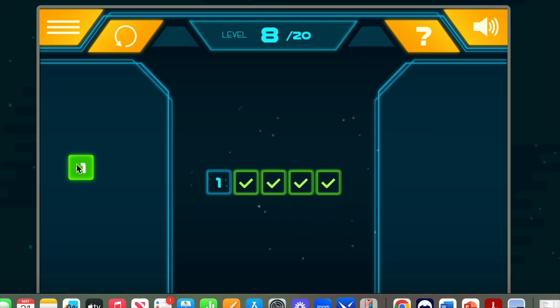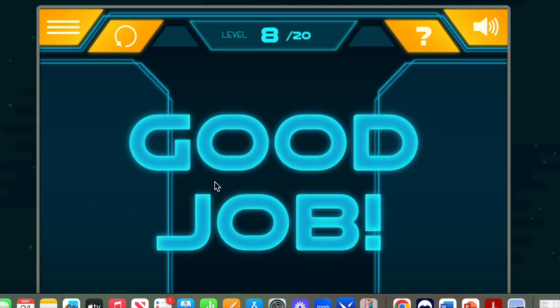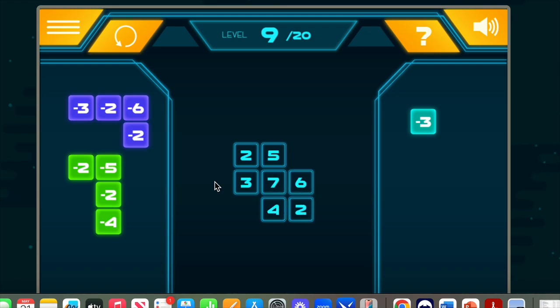There we go. Opposites, they cancelled each other. That's how you can manipulate the numbers and play around and try to get to 0.